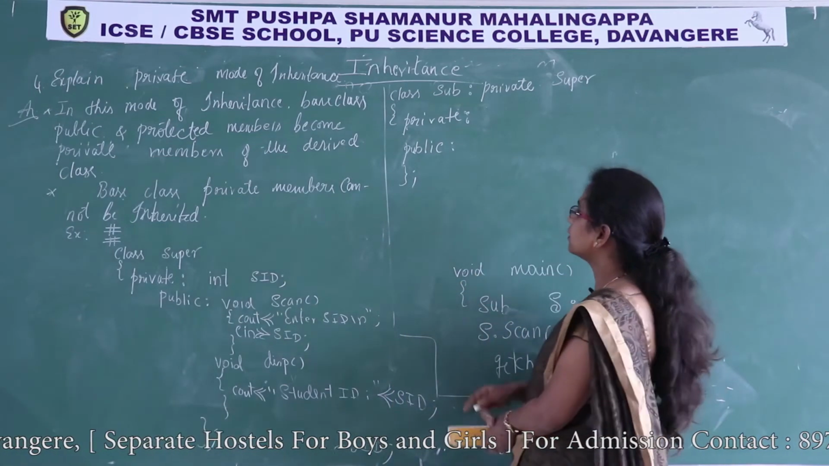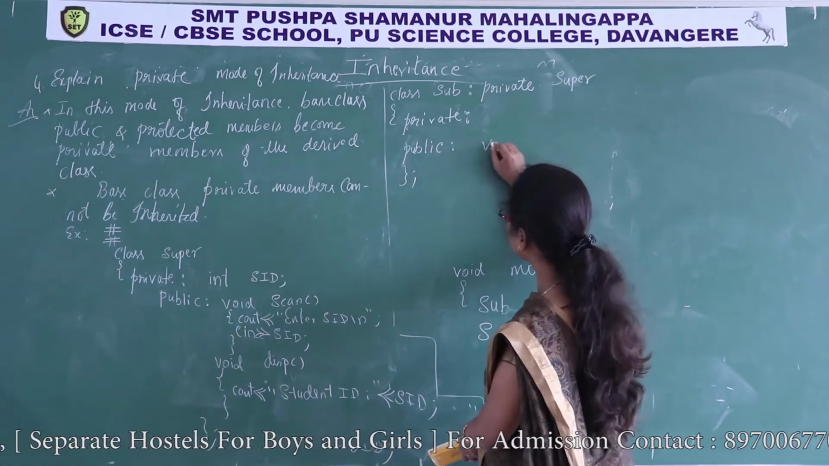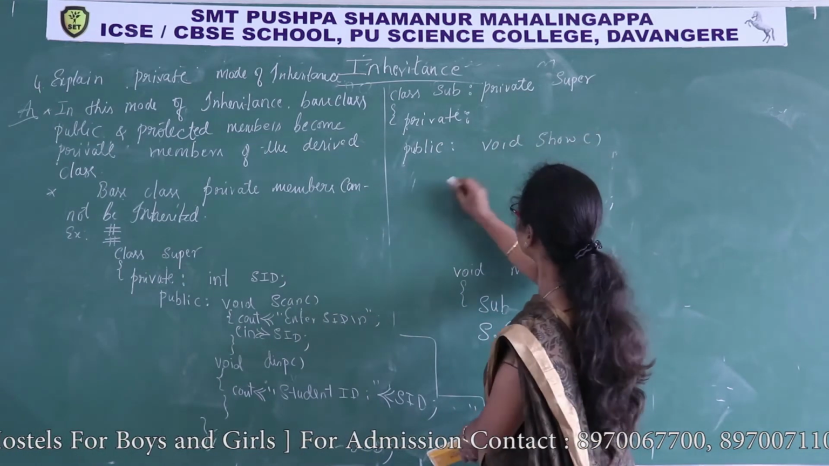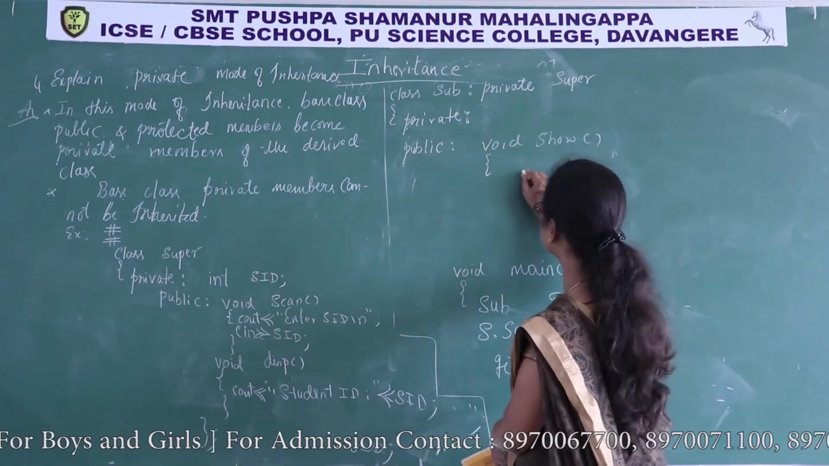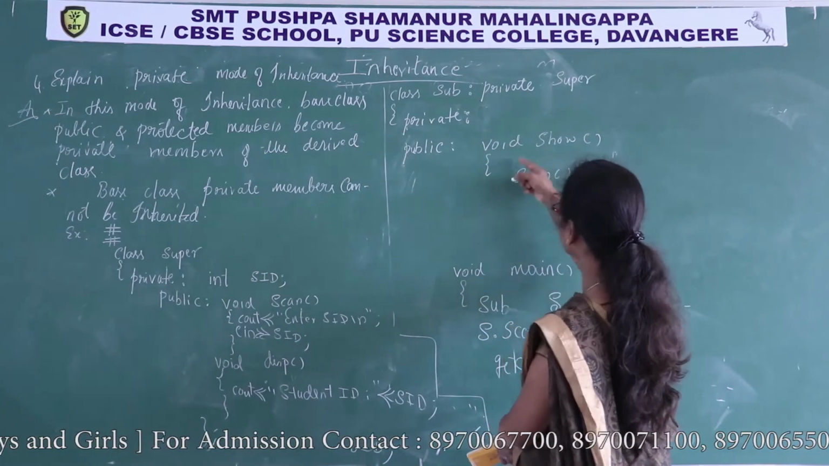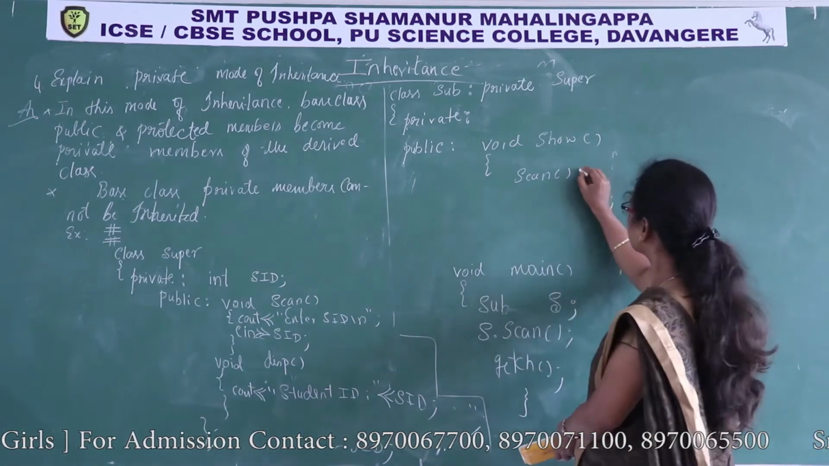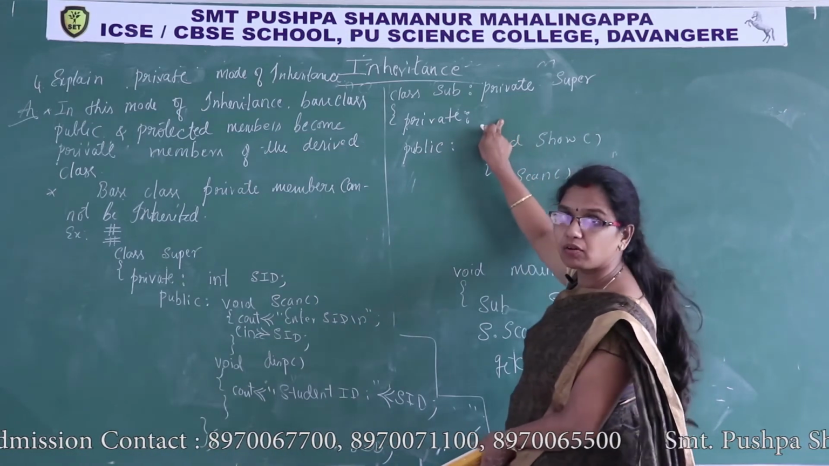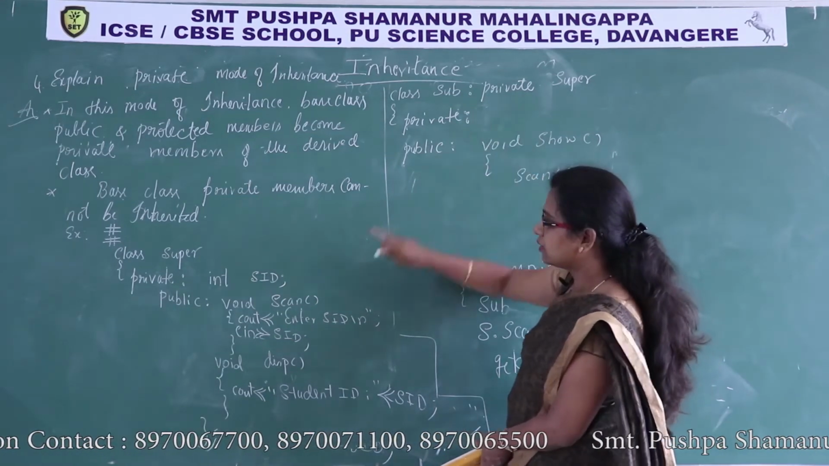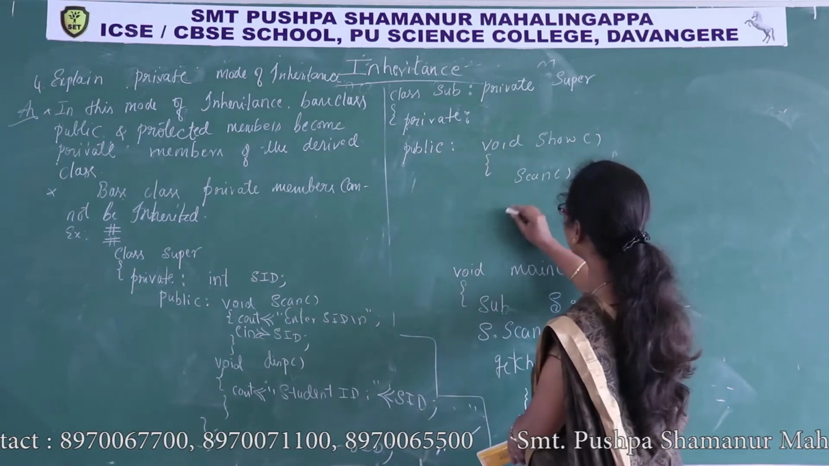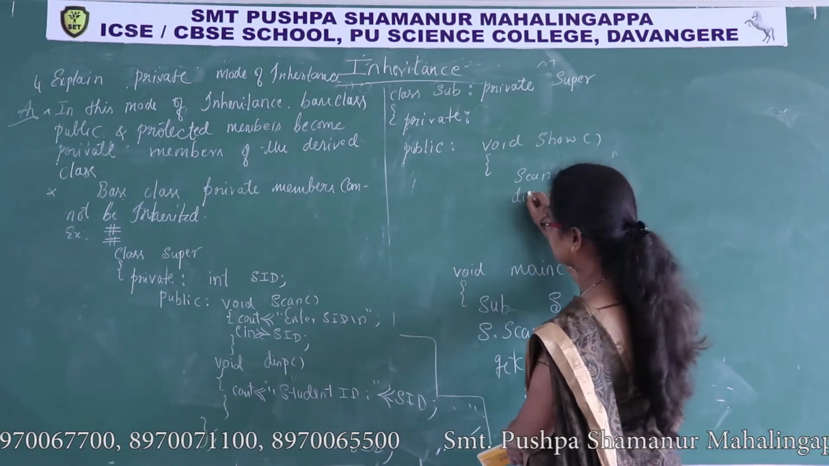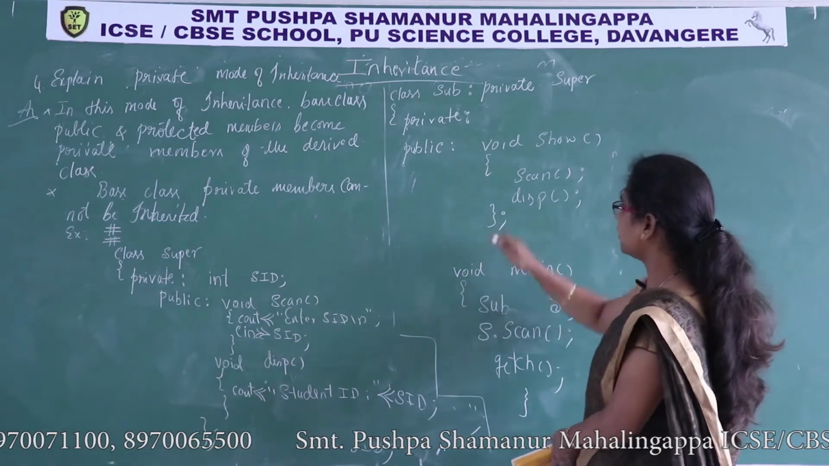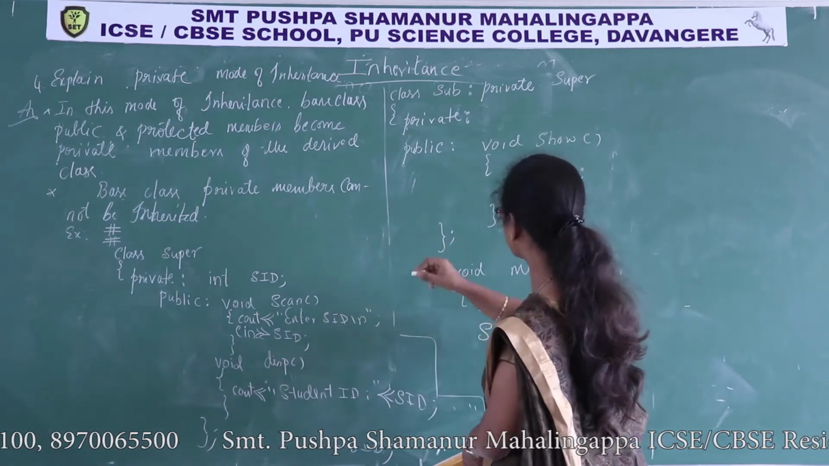So I must take a member function in the public section. I'll take void show. From this function, I'll call those two functions, scan function and disp function. Nothing else is there to write as an instruction here. So simply I have taken this function to access the private data of the class. What are the private data here? Scan and disp are the private data. Semicolon, sorry, function close, class close.